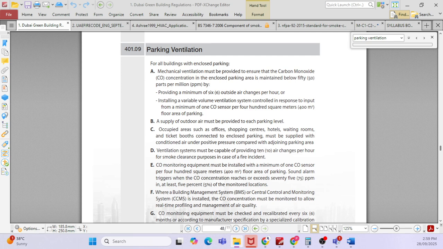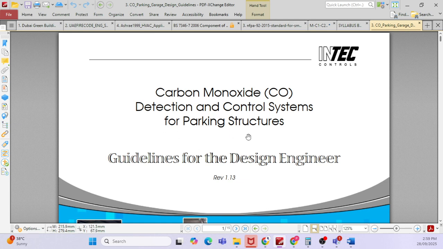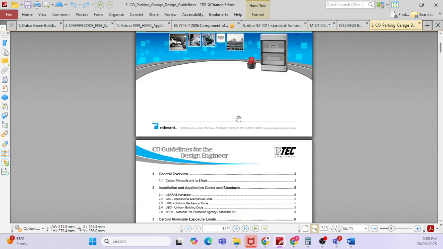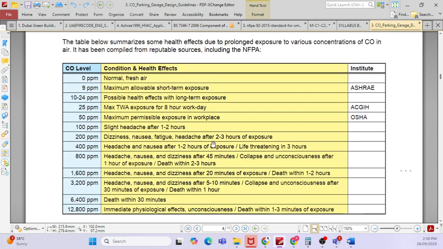For example, let me open one small document. You can see here carbon monoxide detection and control system for parking structures, guidelines for the design engineers. If you go through this guideline, you can see there are different ppm levels.